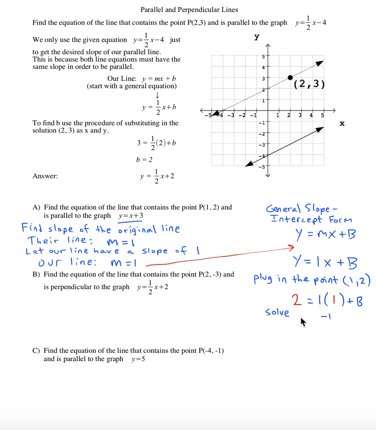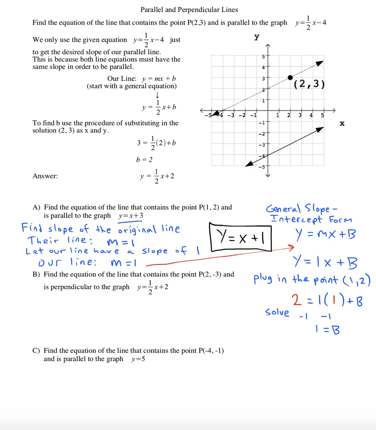So 1 equals b. So our final answer for this, y equals x plus 1. Notice that their equation is y equals x plus 3, so both of our equations have the same slope, but different intercepts.